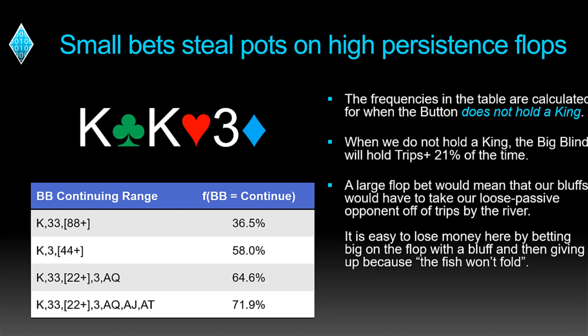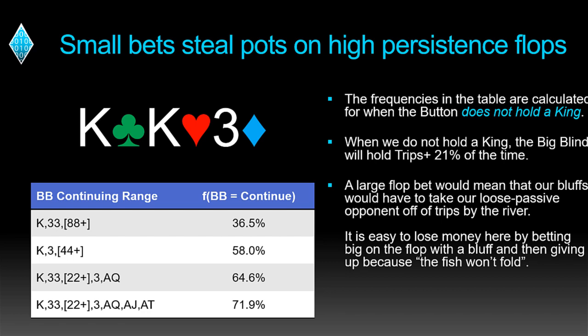So the problem with a large flop bet here is that our bluffs would then have to take our loose passive opponent off of trips by the river. And of course, loose passive opponents, another defining feature is they tend not to fold strong hands in terms of their absolute strength once they make them. And so it's very easy to lose money here by betting big on the flop with a bluff and then giving up because the fish won't fold.